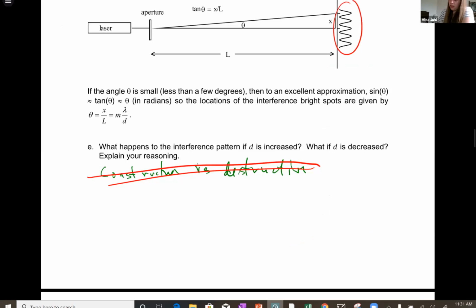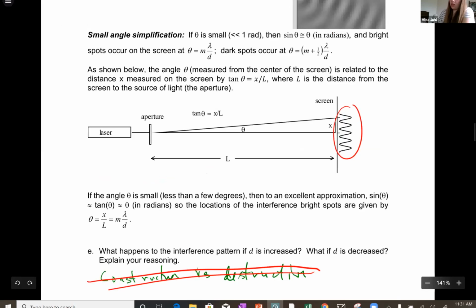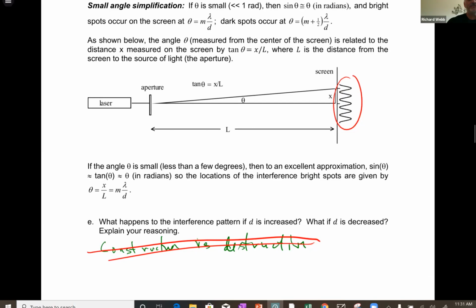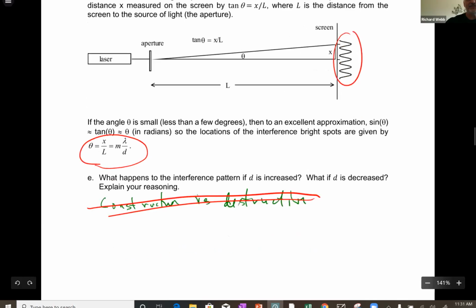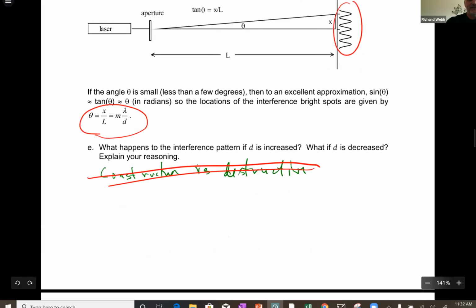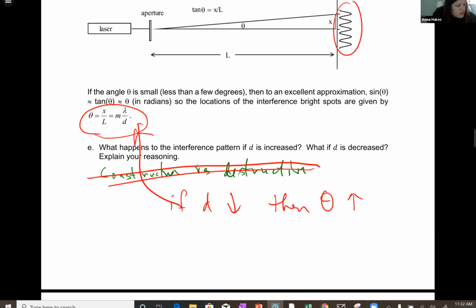Okay, so what's our reasoning behind why E is like that then, based on the equation? Okay. So the reason you have these two questions is because E is using the small angle approximation equation. And so E is asking you, if D decreases, then theta must increase according to this equation. So it's asking what the answer is based on that equation for E. And the answer is, it better be the same because it's the same situation. It's just that one is looking at the equation, one is looking at the actual simulation.